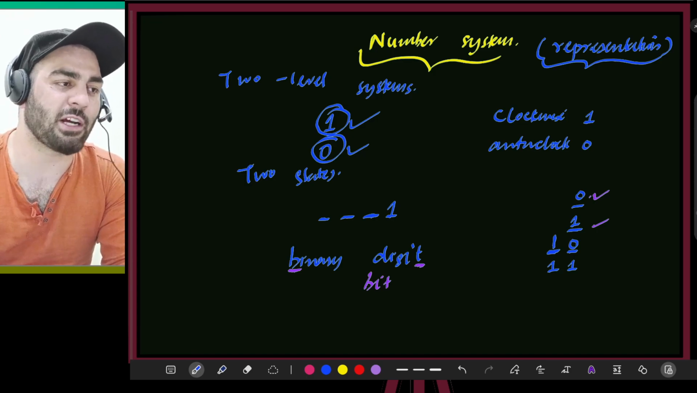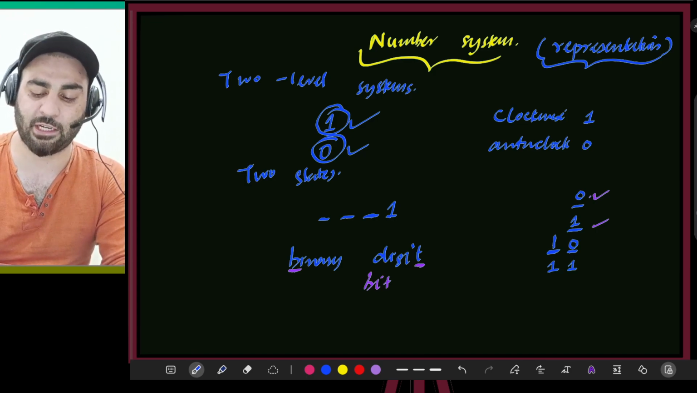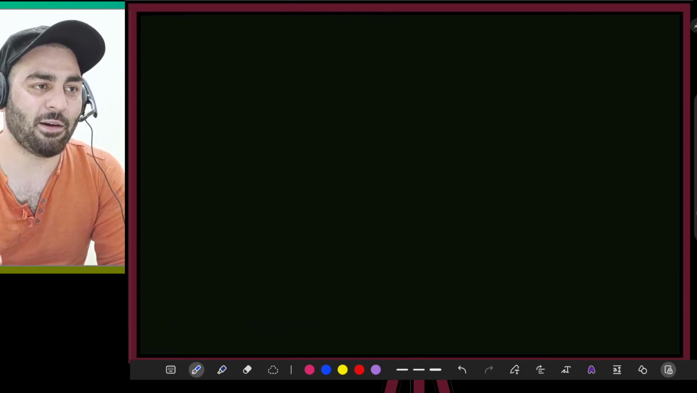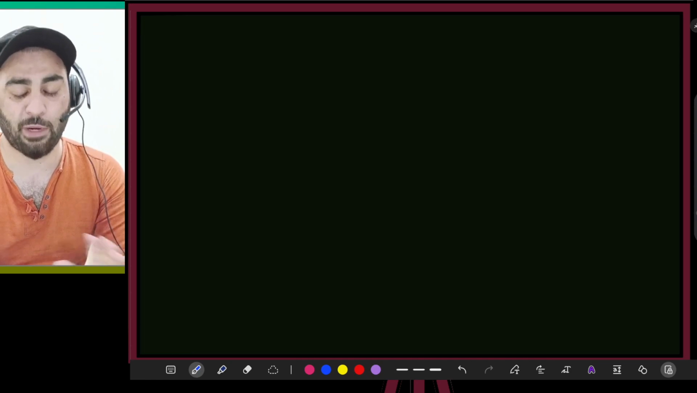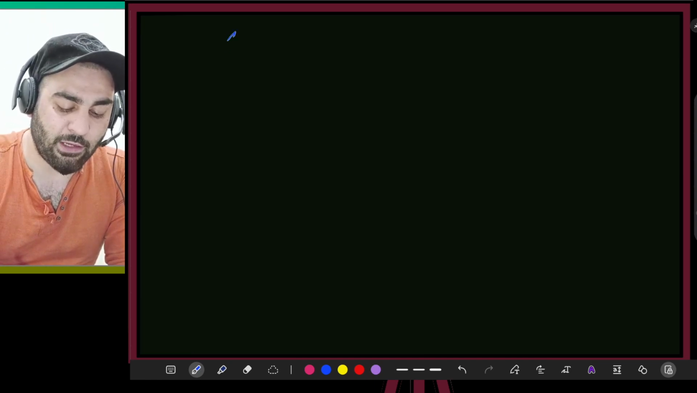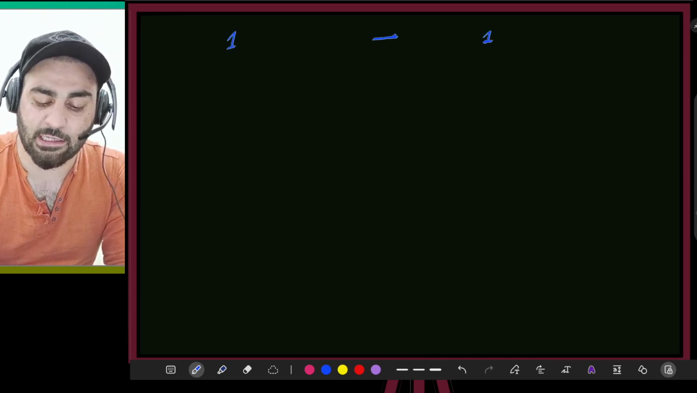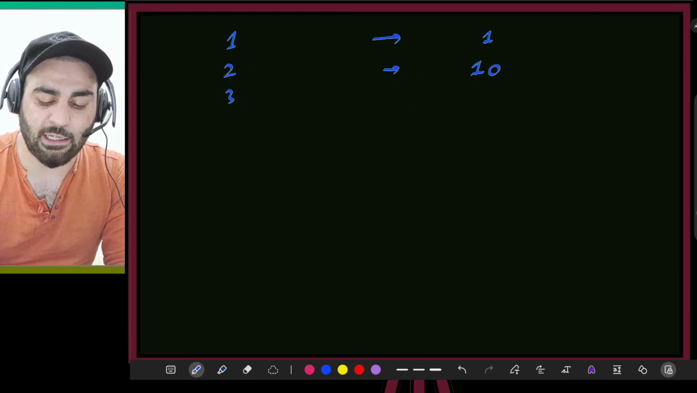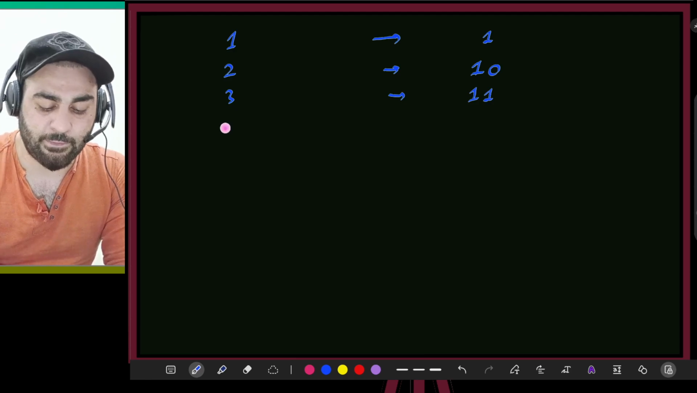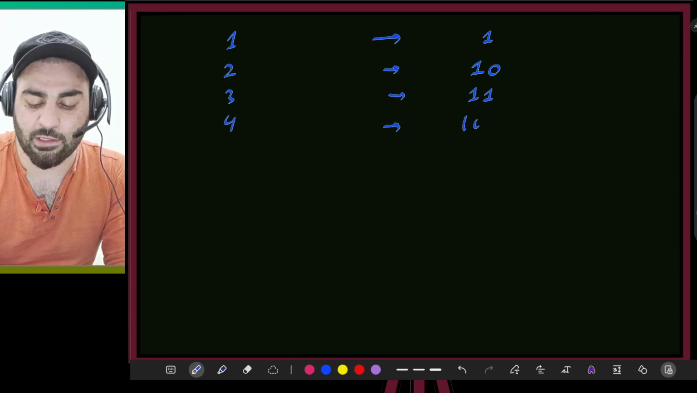Now I have to give some structure. Everybody understands the decimal system. Okay, from that perspective, I'll introduce binary. So let's suppose now if I write 1, you know that I'll just write 1 like this. If I have to write 2, I'll write 1 0. If I have to write 3, I'll write 1 1. If I have to write 4, I'll write 1 0 0.